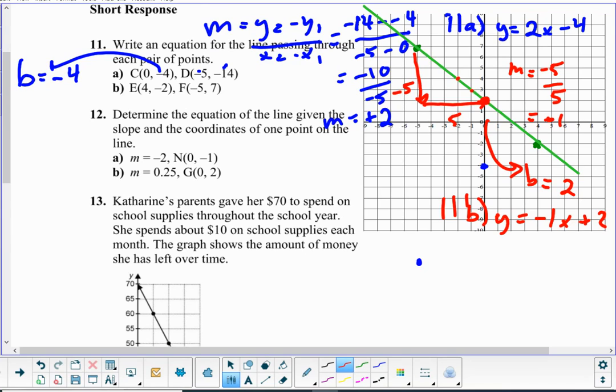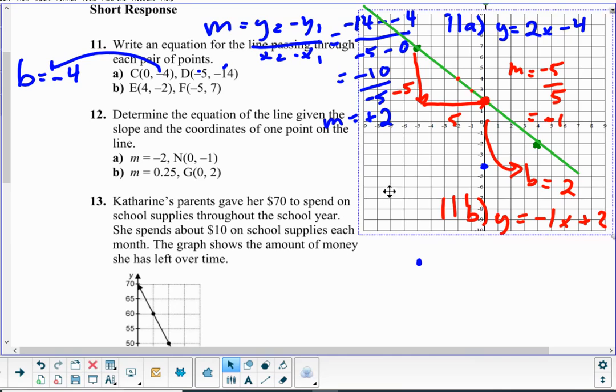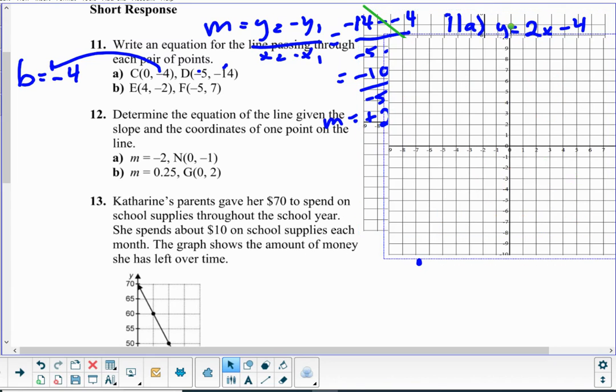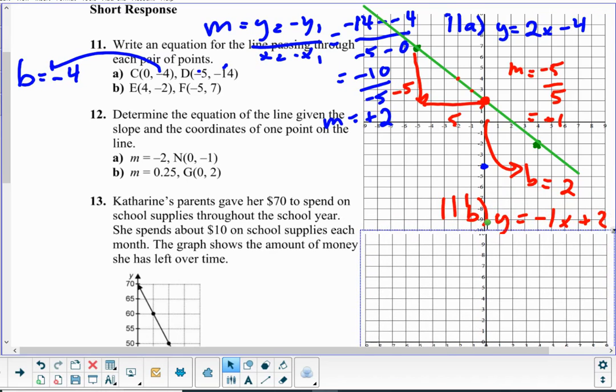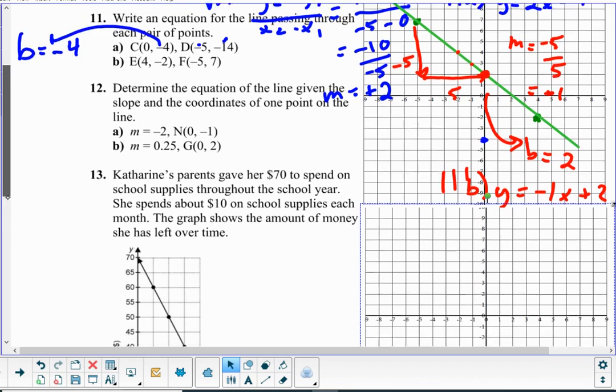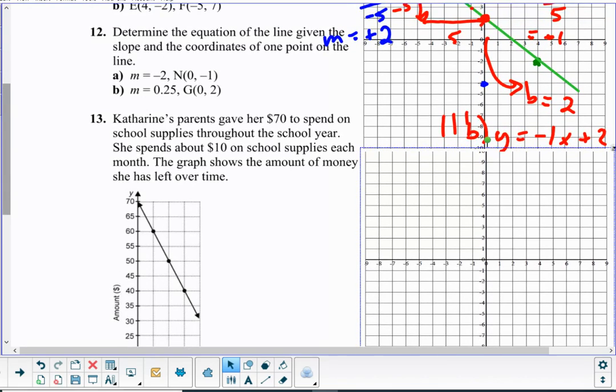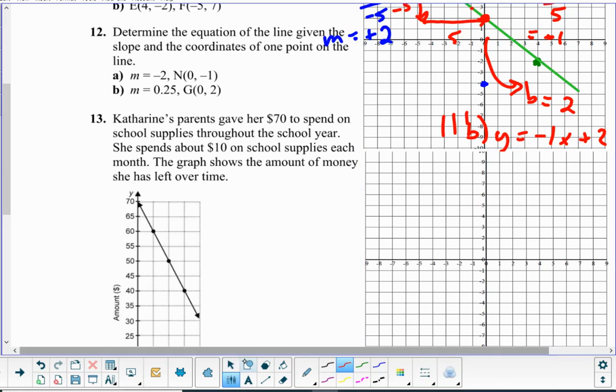So again, we could copy this, make a duplicate. This will be easier if I do this. Clone it. I might ultimately run out of room if they keep reading grids. We say this is question 12. Okay, determine the equation of a line given the slope and the coordinates.